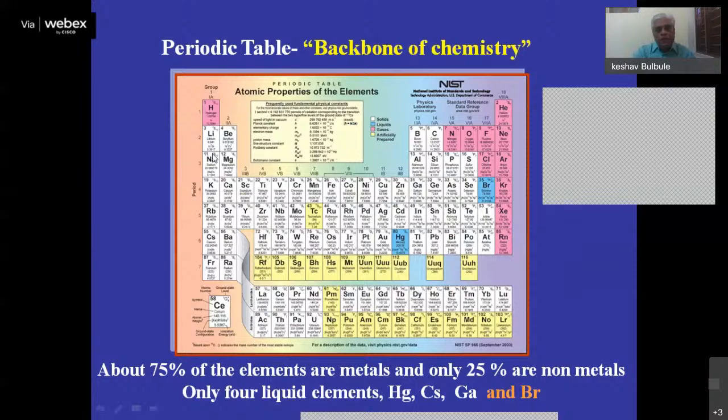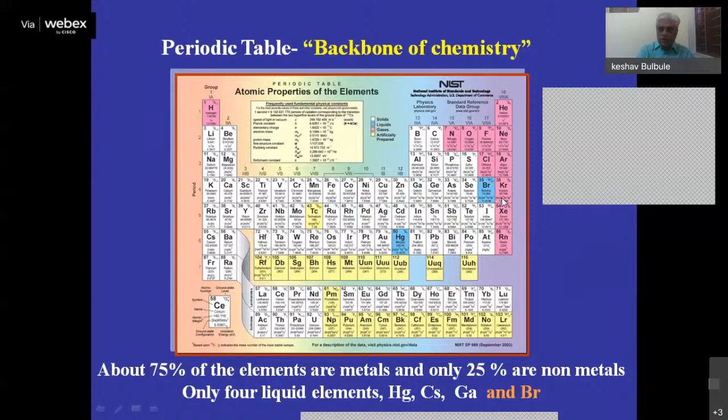And if you go on studying the properties of all the elements in the periodic table, almost 75% of the elements printed in the periodic table are metals. Hardly 25% are non-metals. That means we have got a majority of the elements exhibiting the metallic character and very few exhibiting non-metallic character. Our focus in today's presentation is only to study about the metals and not about the non-metals.